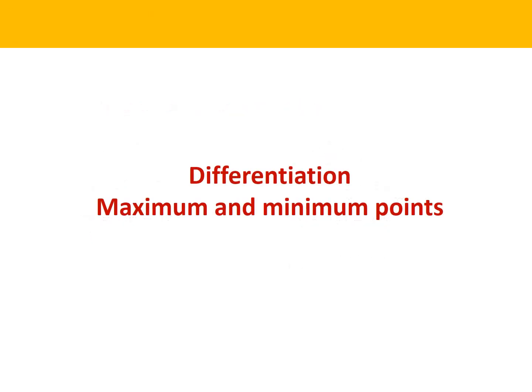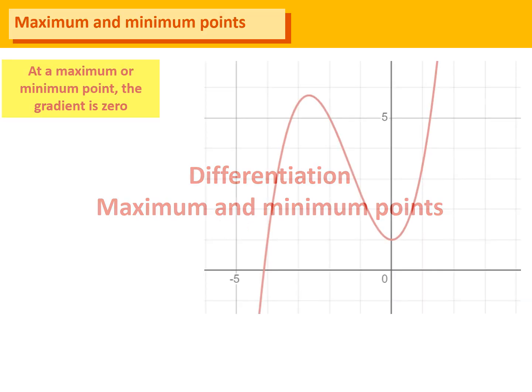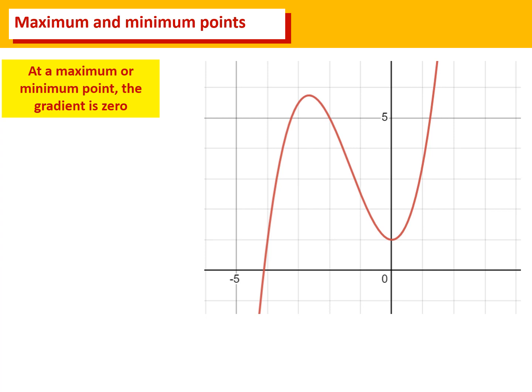This next section on differentiation focuses on maximum and minimum points, so let's explain exactly what they are. At a maximum or minimum point, the gradient is 0. So on this point on the curve here, where I put the little mark on, we draw a tangent to the curve at that point. We can see that that's a horizontal line and the gradient of the curve is 0. Similarly, down here at this point, draw the tangent to the curve, the gradient is 0.